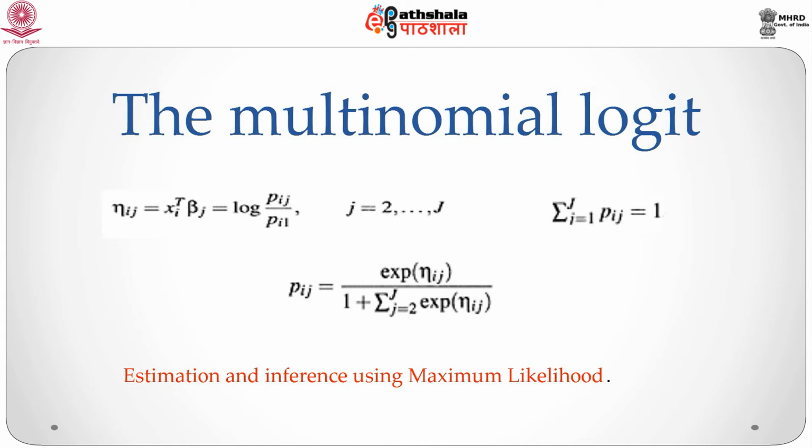So note that we must obey the constraint that summation over j of pij is equal to 1, and this leads us to the simplification that pij is equal to e to the power eta ij by 1 plus summation j equal to 2 to J e to the power eta ij. Estimation and inference of this model can be done as before for the binomial situation using maximum likelihood and then associated inference methods developed for the case of maximum likelihood.